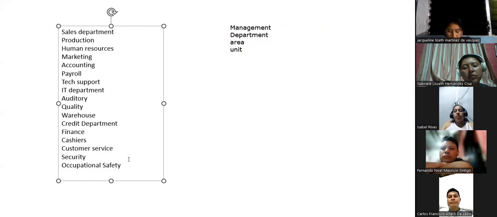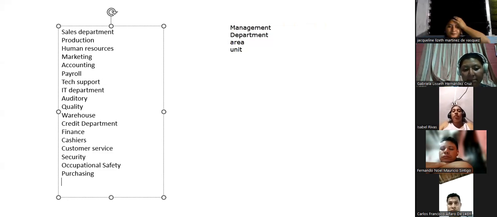We have the other one I read in the last slide, purchasing, okay? Purchasing is the department in charge of purchase. Purchasing, compras, yeah? And we have a lot of departments in our companies.